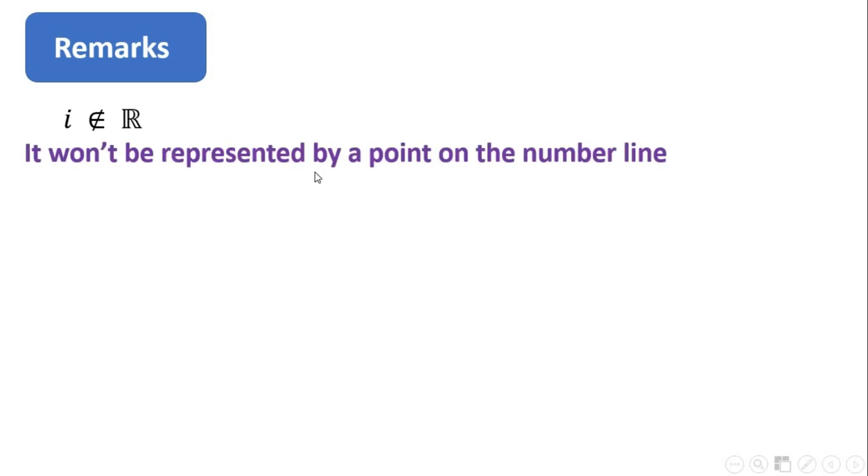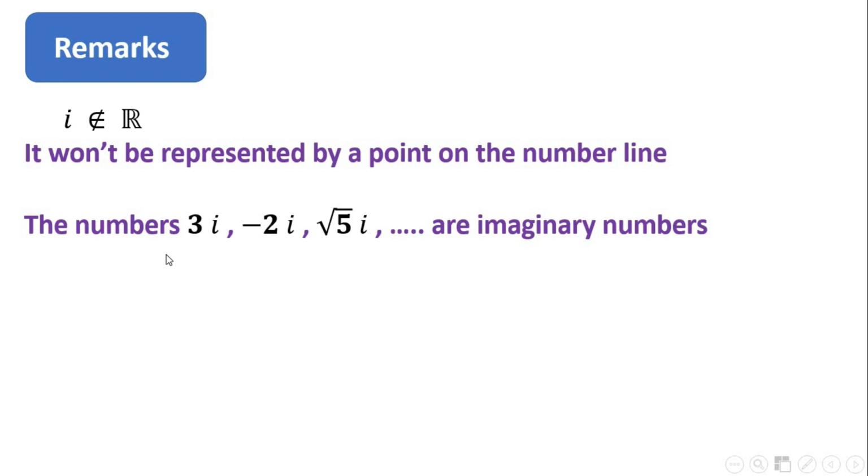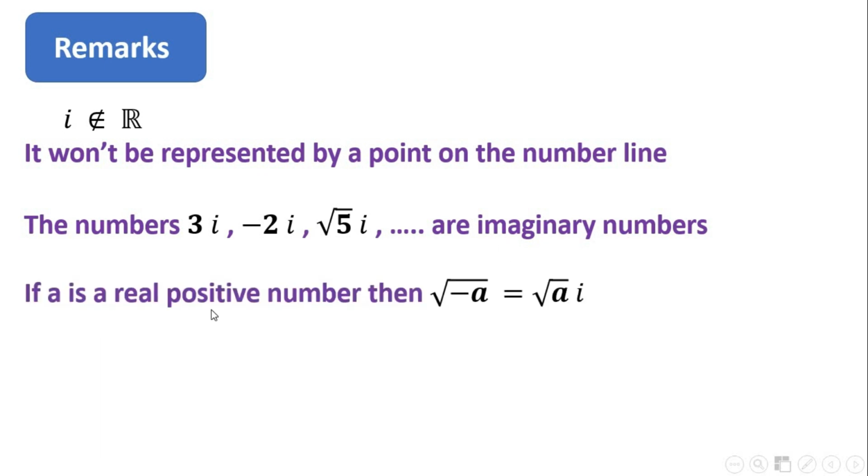Remarks: for sure i doesn't belong to the real number set R. It won't be represented by a point on the number line. The numbers 3i, -2i, root 5 i, and so on are imaginary numbers. If a is a real positive number, then root -a equals root a i, because you distribute the root on the negative sign and a, and the root of the negative sign will be i, which is root -1, so the answer is going to be root a i.